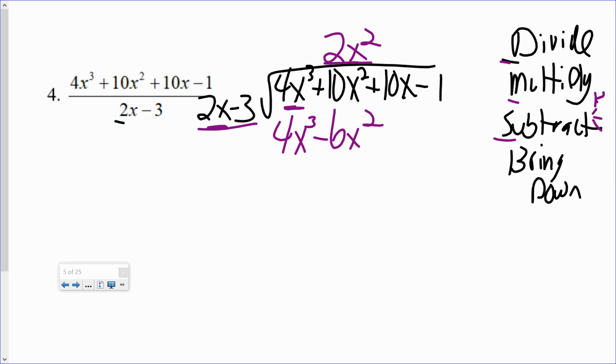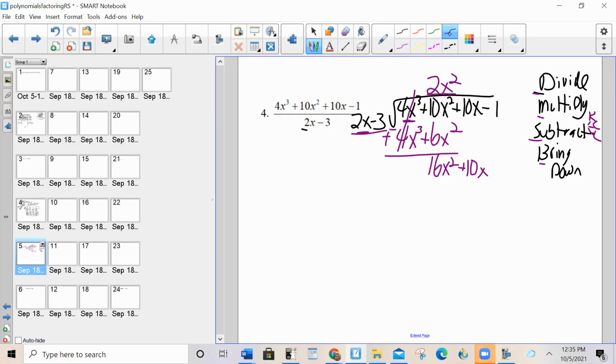There's a lot of space here. Keep change, or distribute the negative. So subtract. I change the subtraction to addition, and I change the sign of everything in the second one. Those cancel. 10 plus 6 is 16x squared. And then I bring down. End of cycle. Time to start a new cycle.